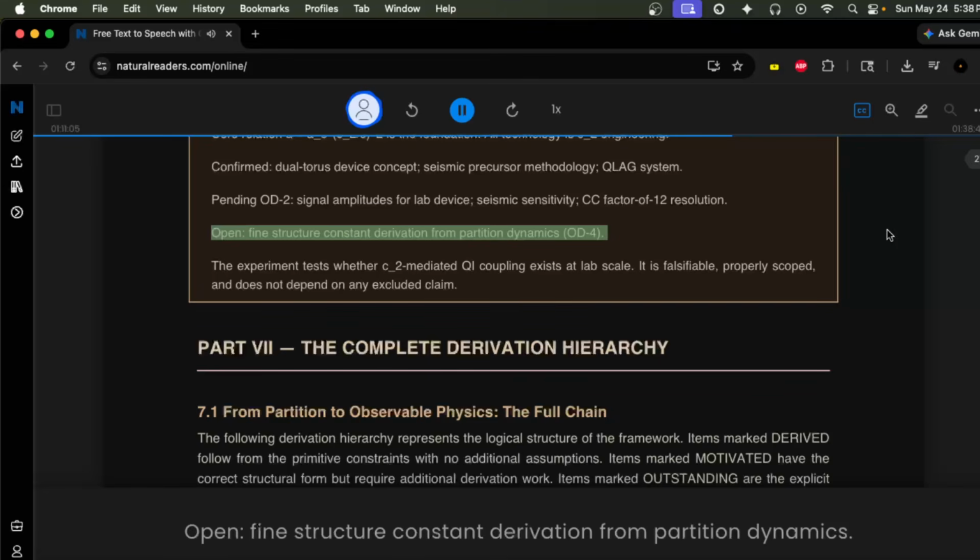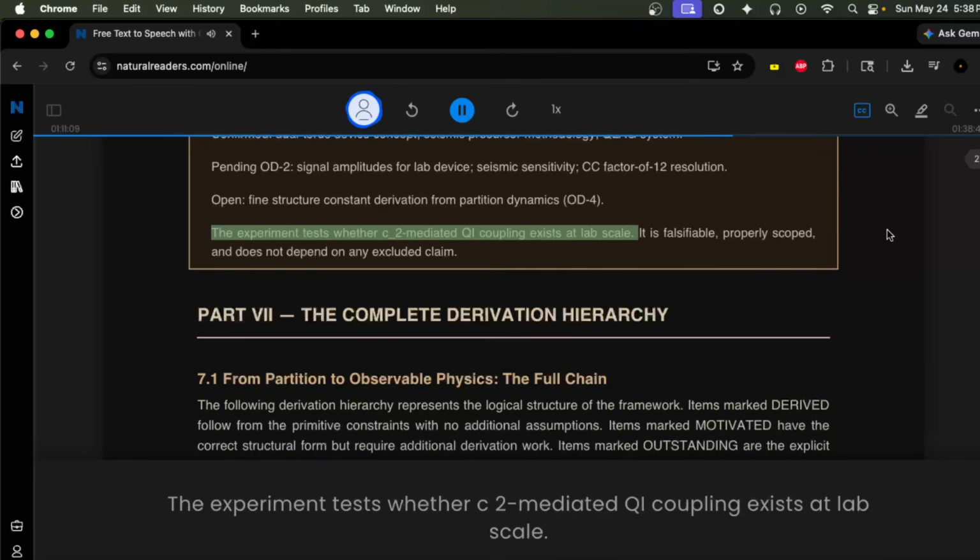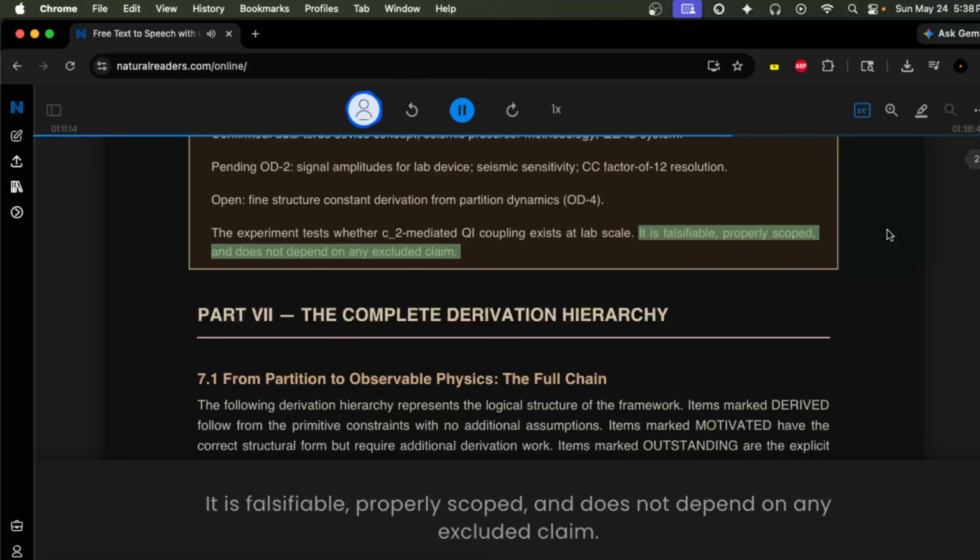Open: fine structure constant derivation from partition dynamics. The experiment tests whether C2-mediated Qi coupling exists at lab scale. It is falsifiable, properly scoped, and does not depend on any excluded claim.